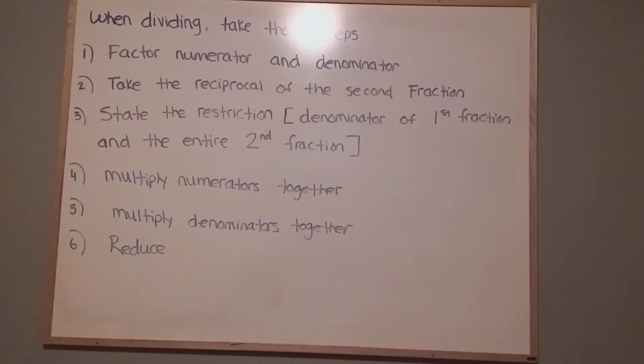When dividing, you take these steps. Step 1 is the same. You factor your numerator and denominator. Step 2 is different. You have to take the reciprocal of the second fraction, just like we did when we multiplied fractions. Step 3, you're going to state the restriction of the denominator of your first fraction and the entire second fraction. Step 4, you multiply your numerators together. Step 5, you multiply your denominators together. And step 6 is to reduce. I'm going to do 2 examples with you. Dividing is very similar to multiplying, just one extra step.